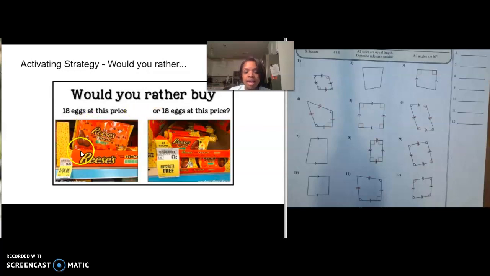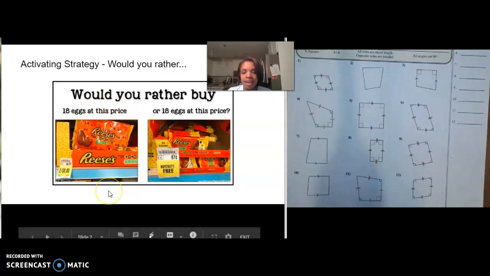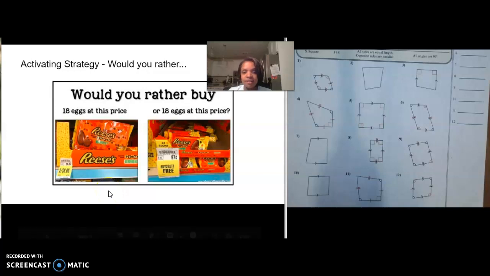This package has 6 eggs, so that would mean you would need how many of these packages to make 18? In these packages, there's only 1 egg each at 97 cents per egg. But if you buy 2, you get 1 free. So which one would you rather buy? Go ahead and pause me and then figure this out for yourself.